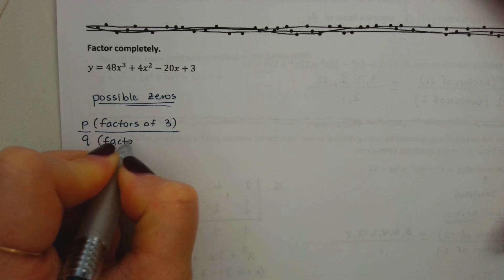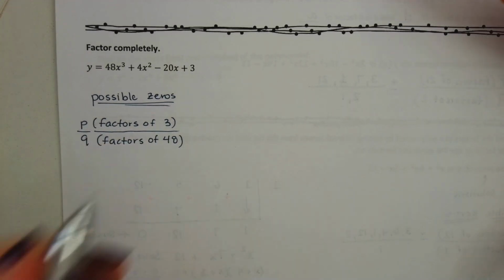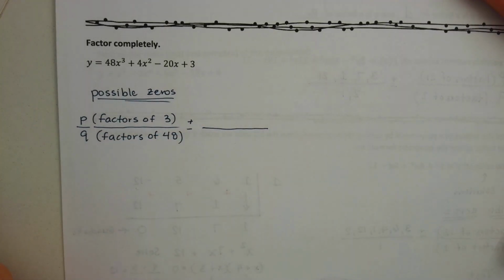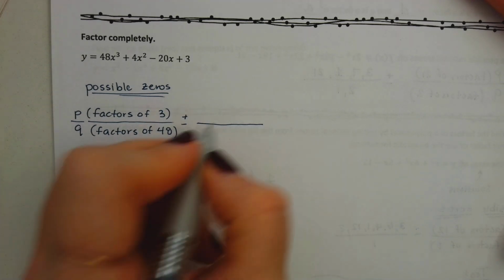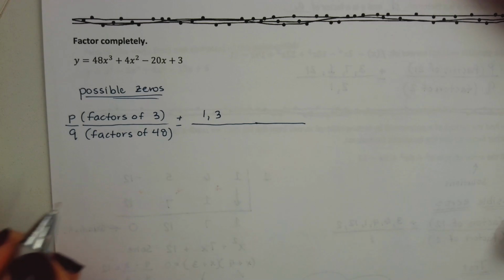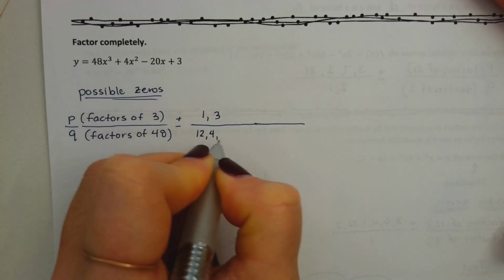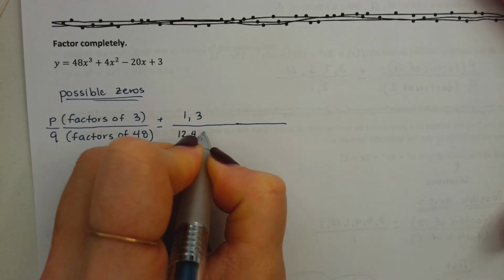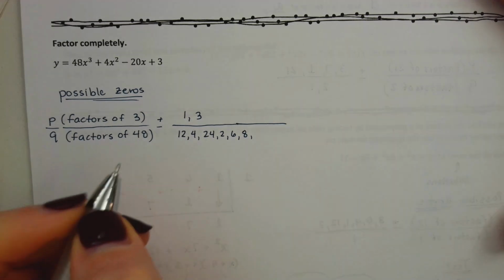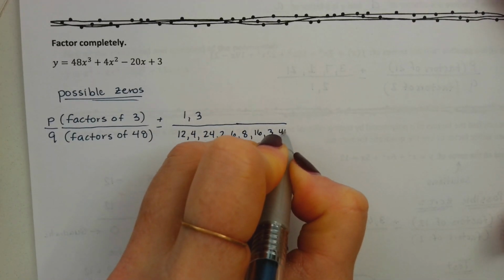Okay. Let's make a list. All of these could be positive or negative. Factors of 3. Yeah, there's 1 and 3. Pretty simple on that one. Get ready to make a big giant list for 48 though. 12 and 4. What else? 24, 2. 6 and 8. 16 and 3. Yep, 16 and 3. And then 48 and 1.